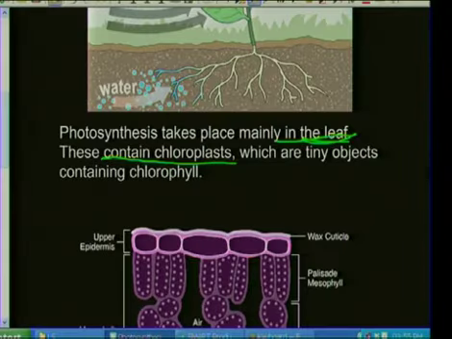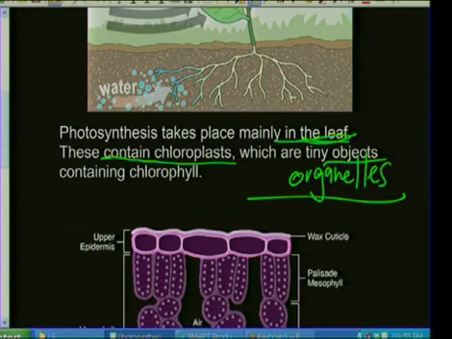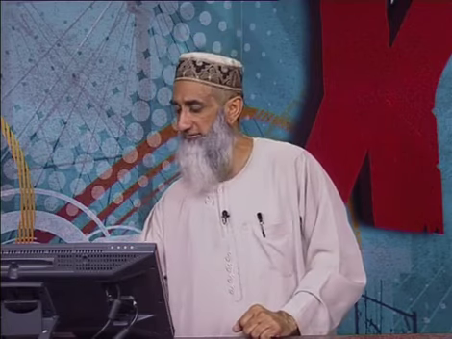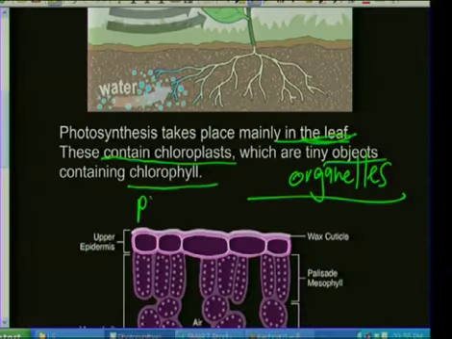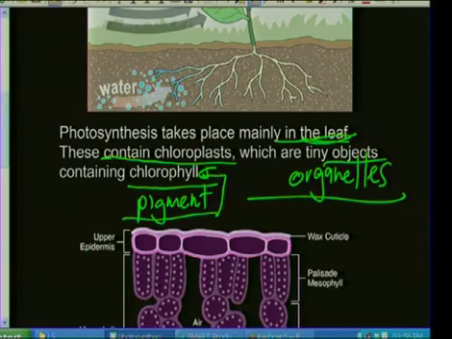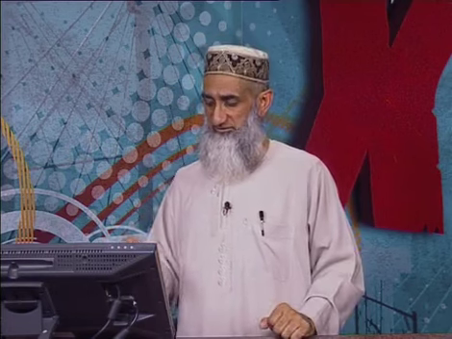Okay, and what are chloroplasts? They are tiny, not objects, but they are organelles. If you did your grade 10 work, you'll remember that chloroplasts are organelles that are found inside green plants. And they contain this important pigment called chlorophyll. Chlorophyll gives the leaf its green color. And that's not all it does. It absorbs sunlight. It traps radiant energy. And inside this chlorophyll or chloroplast molecule, all these things will take place.